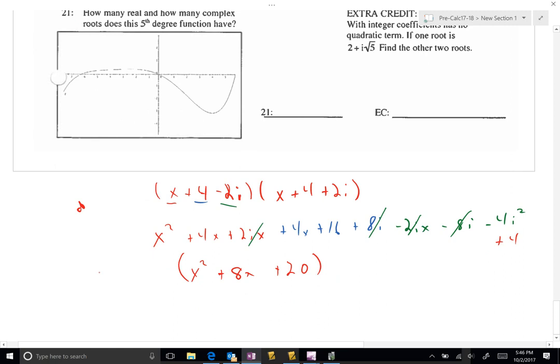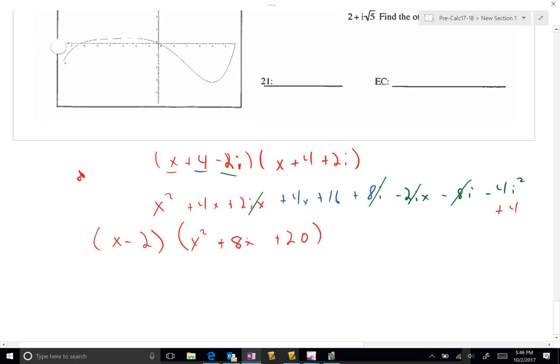But we also have a x minus 2, so we need to go ahead and multiply that out. So x times x gives us x cubed plus 8x squared plus 20x. Multiplying the negative 2, we get negative 2x squared minus 16x minus 40.